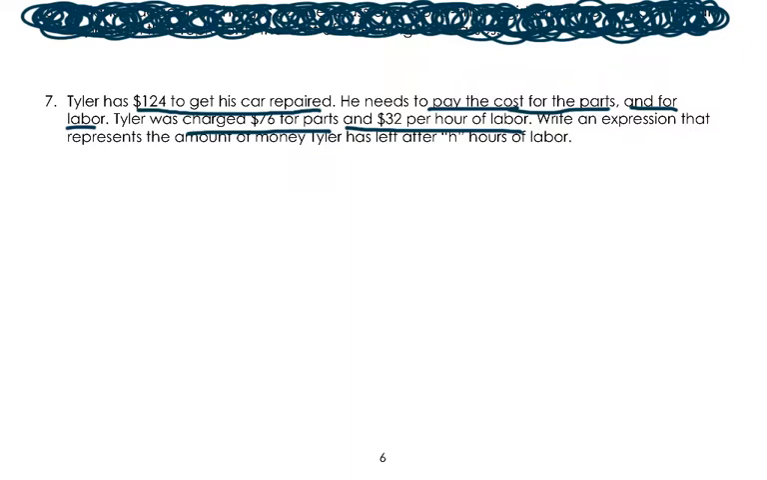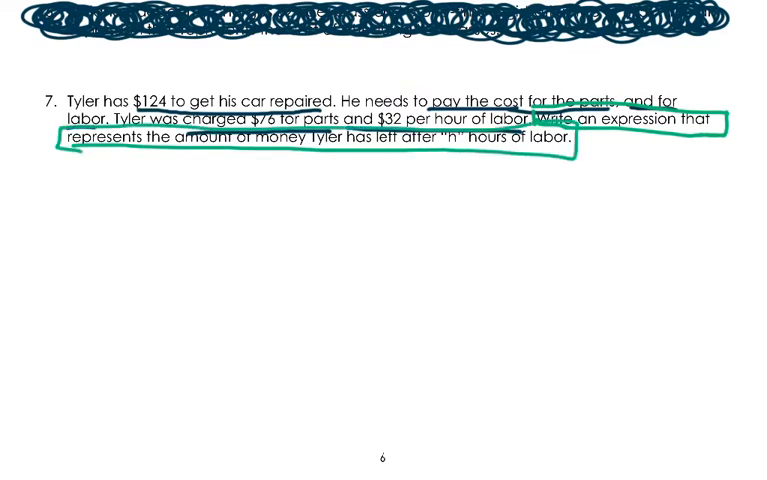So I'm actually just going to box this because this is what they're asking me to do. Right, they asked me to write an expression. Now I'm going to go back and try to pull out some important key things. So Taylor has $124 in his car. I'm going to circle that number.